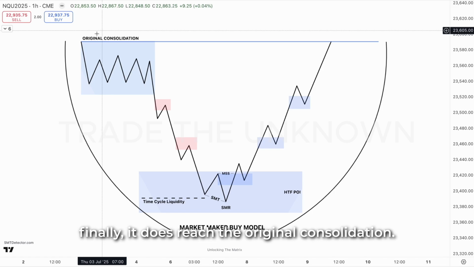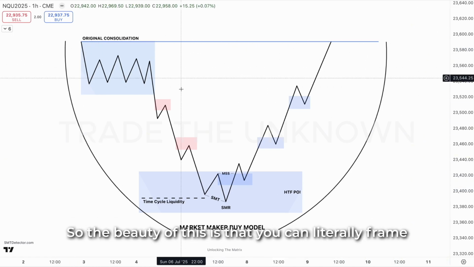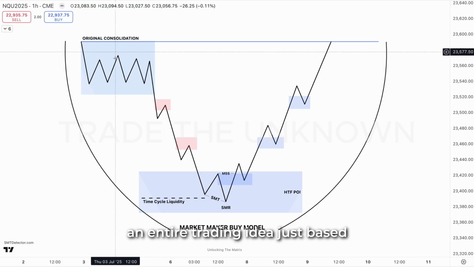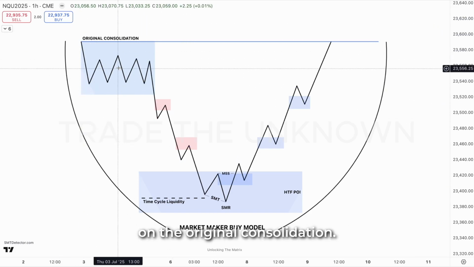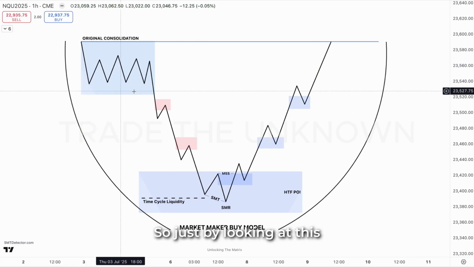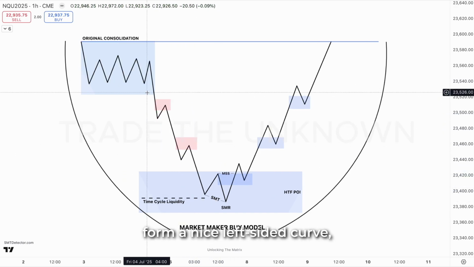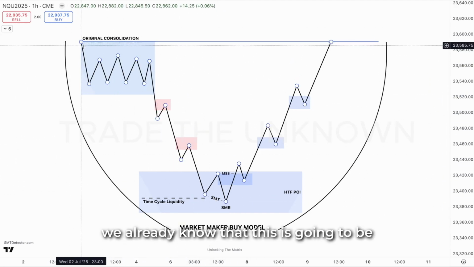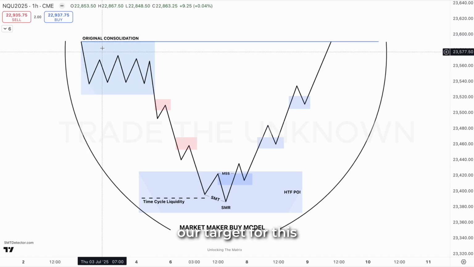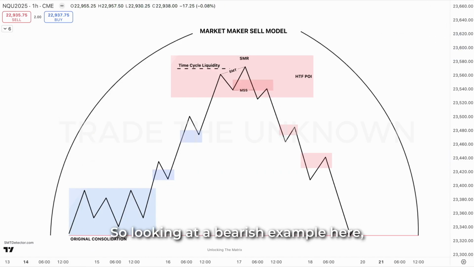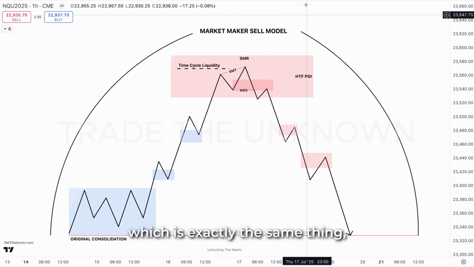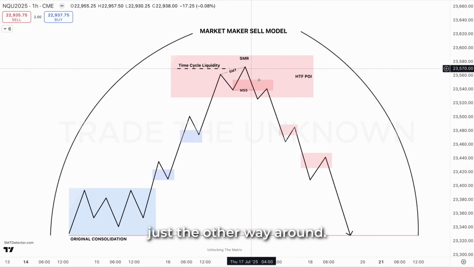So the beauty of this is that you can literally frame an entire trading idea just based on the original consolidation. So just by looking at this and us already starting to form a nice left side of the curve, we already know that this is going to be our target for this entire market maker model. So looking at a bearish example here, which is exactly the same thing, just the other way around.